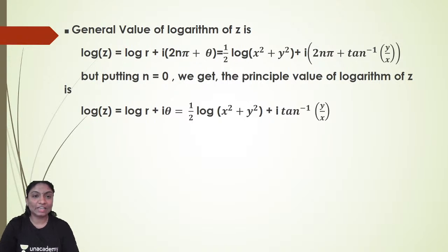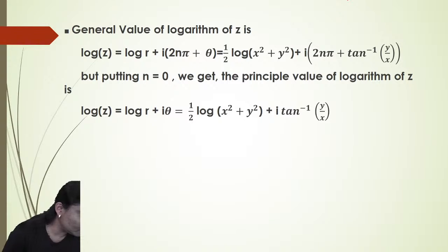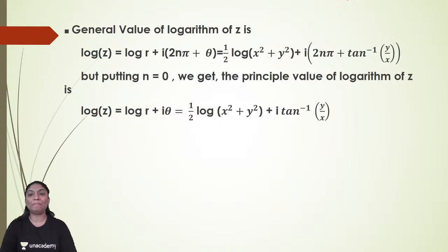While log of z is equal to log of r plus i into 2nπ plus θ, which is equal to 1 by 2 into log of x square plus y square plus i into 2nπ plus tan inverse of y by x. By putting n is equal to 0, we get the principal value of logarithm of z, log z, which is equal to log r plus iθ, where it is 1 by 2 into log of x square plus y square plus i into tan inverse of y by x.